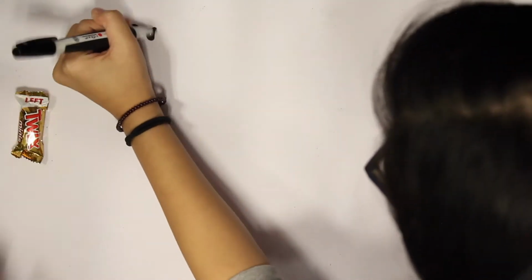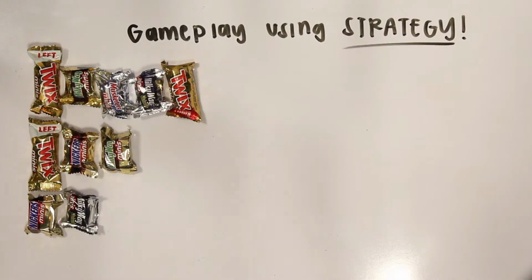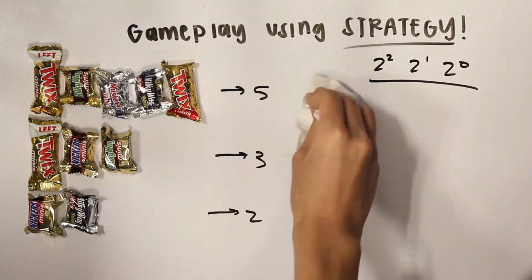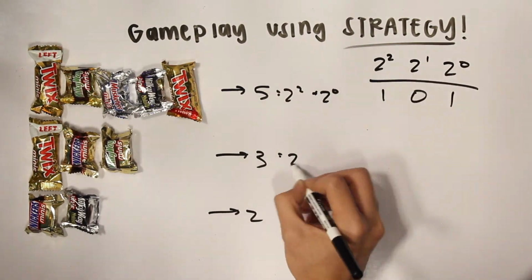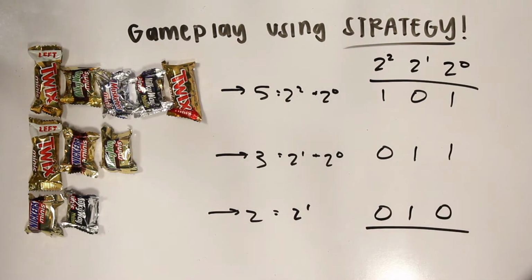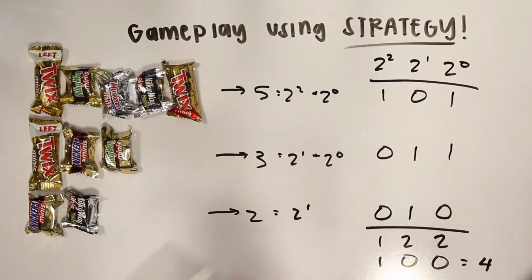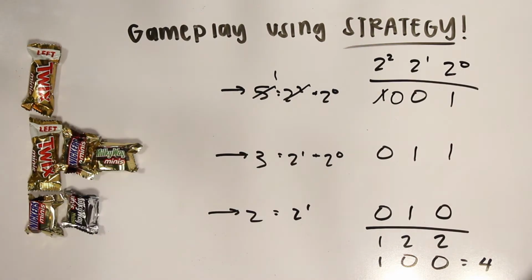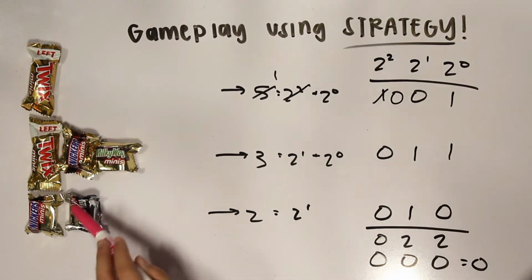Now to show how the NIM sum would be used in a game, we have heaps of 5, 3, and 2. This yields a NIM sum of 4. If I want to win, I need to make the NIM sum 0. So I need to replace this 1 with a 0, which makes the top row 1. And so I take 4 items from the top heap. As you can see, this makes the NIM sum 0.